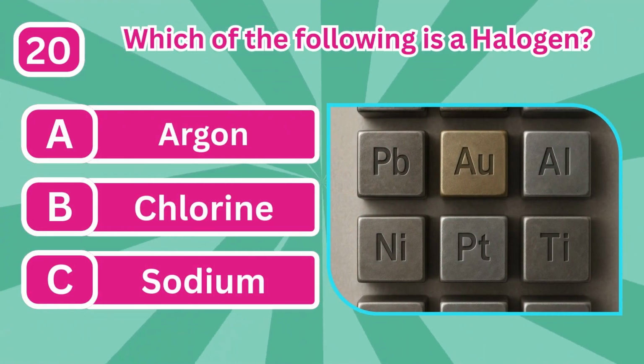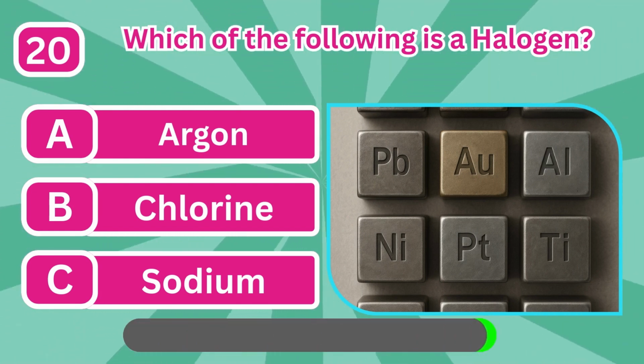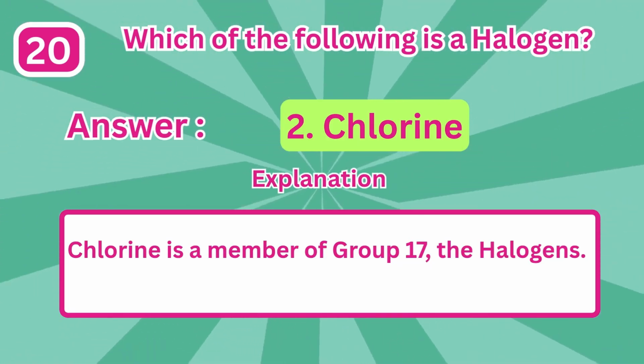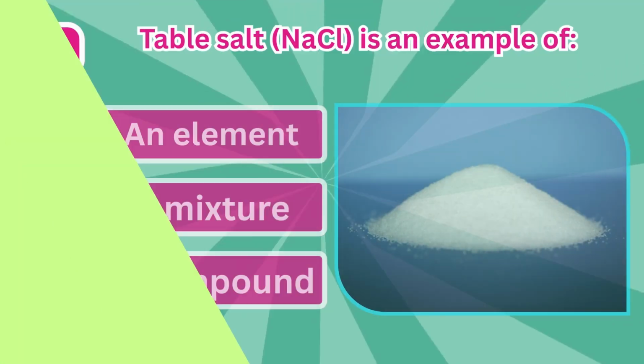Which of the following is a halogen? Two. Chlorine. Chlorine is a member of group 17, the halogens.